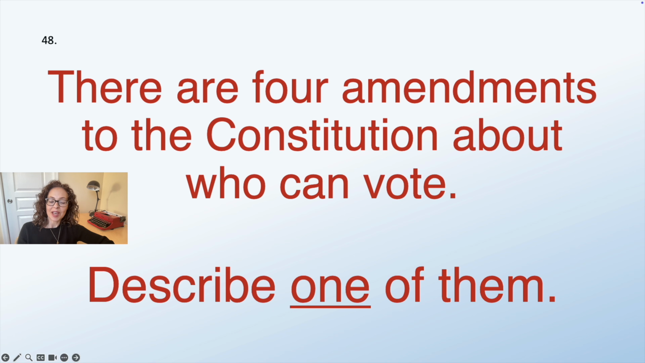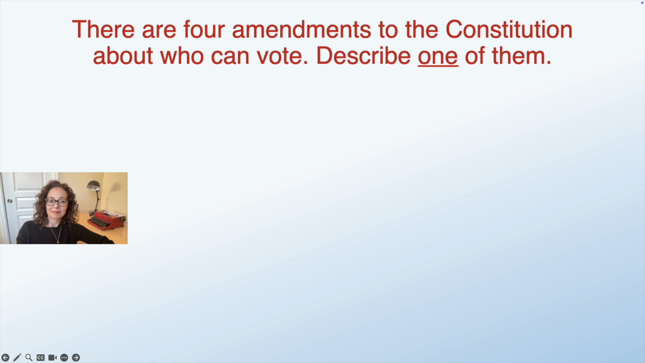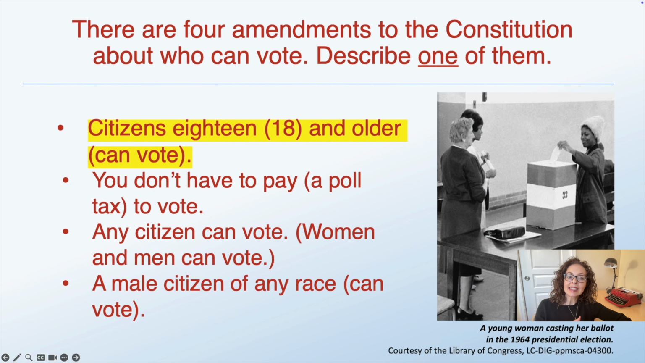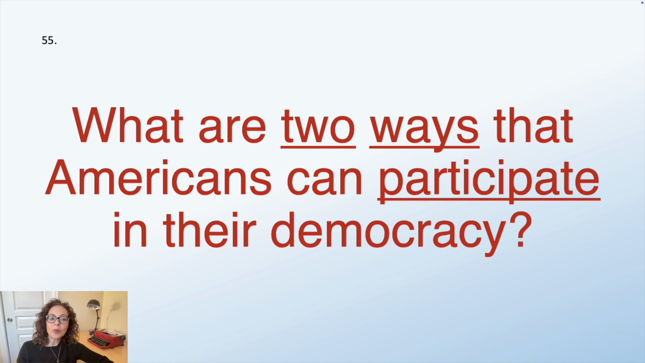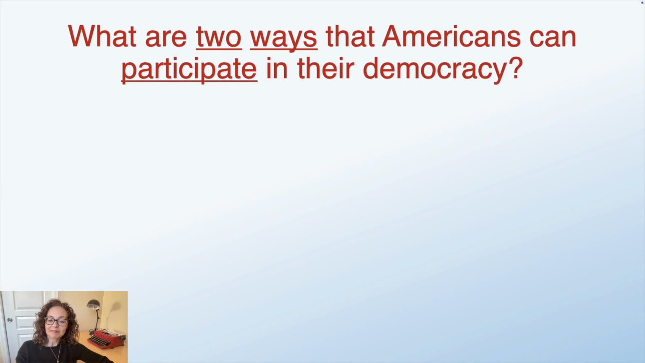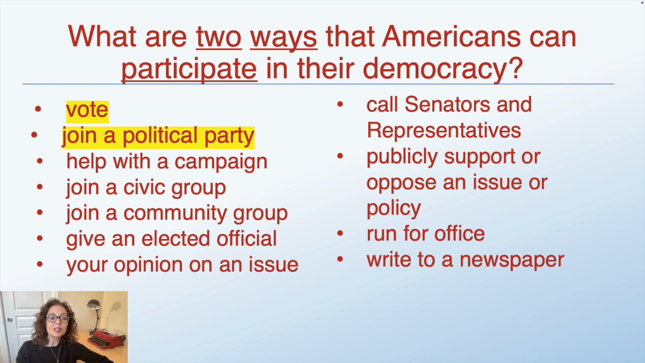There are 4 amendments to the Constitution about who can vote. Describe one of them. Citizens 18 and older can vote. What are 2 ways that Americans can participate in their democracy? 2 ways you can participate. You can vote. You can join a political party.